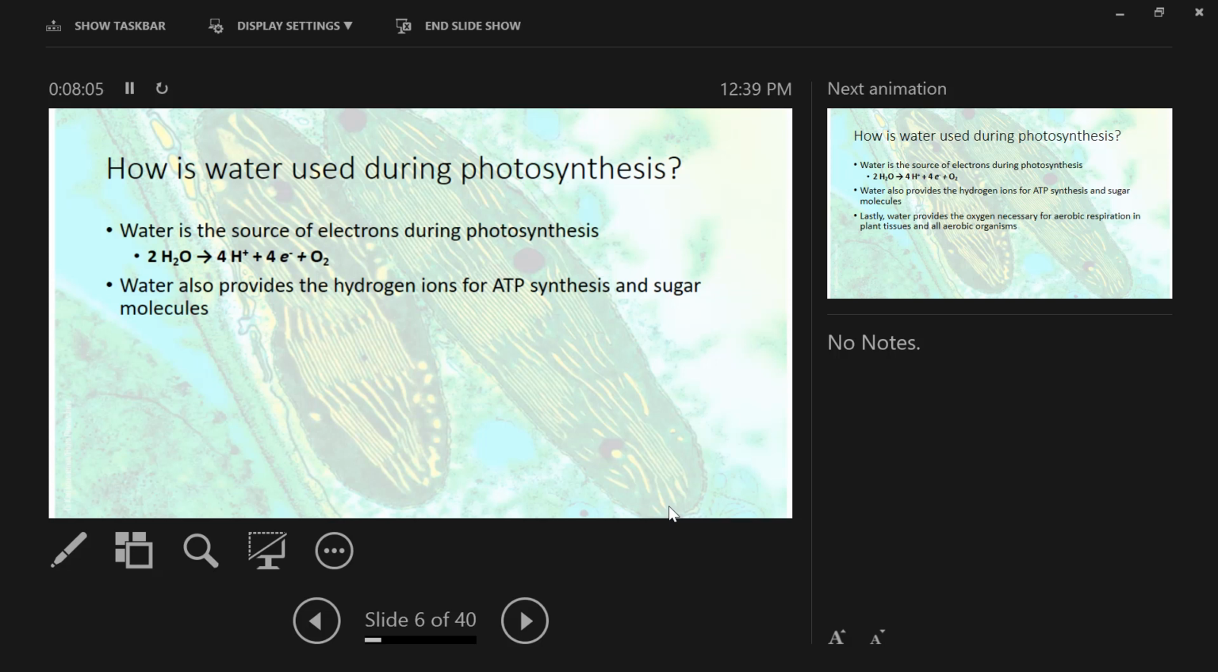So water provides the hydrogen ions for ATP synthesis, right? We saw in cellular respiration, we took hydrogen ions and we pumped them against their concentration gradient. If you're going to make ATP during the light-dependent reactions of photosynthesis, what do you imagine happens? The same thing. We take hydrogen ions, we pump them against their concentration gradient, and we allow them to flow down. And when they do, they take inorganic phosphate and attach it to ADP. And you should have predicted that when you saw in the previous slide that we took ADP and an inorganic phosphate.